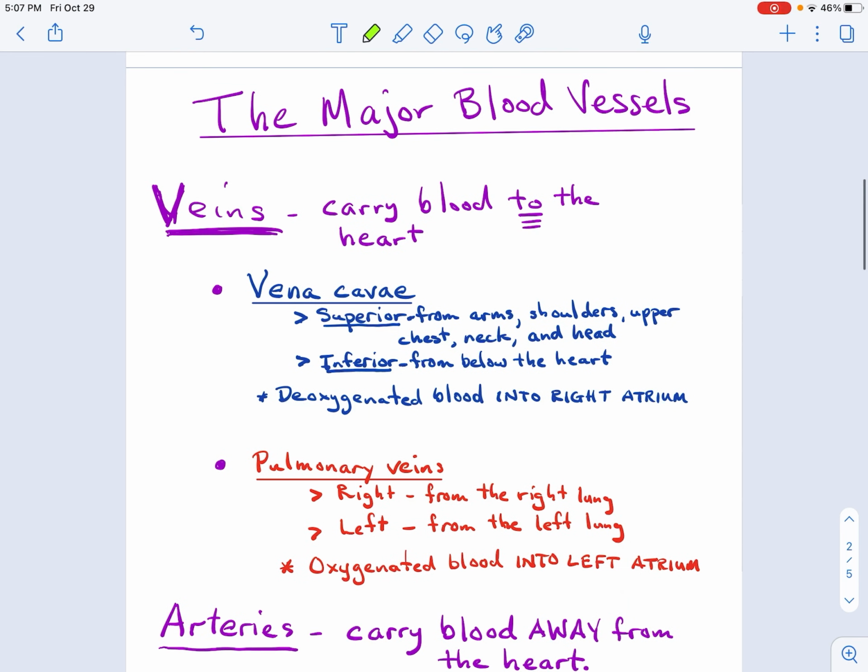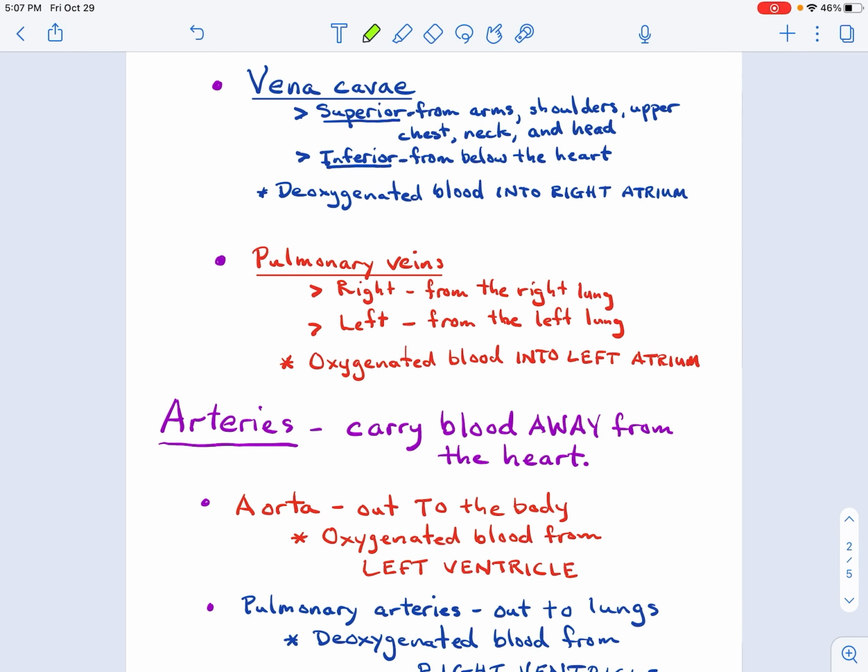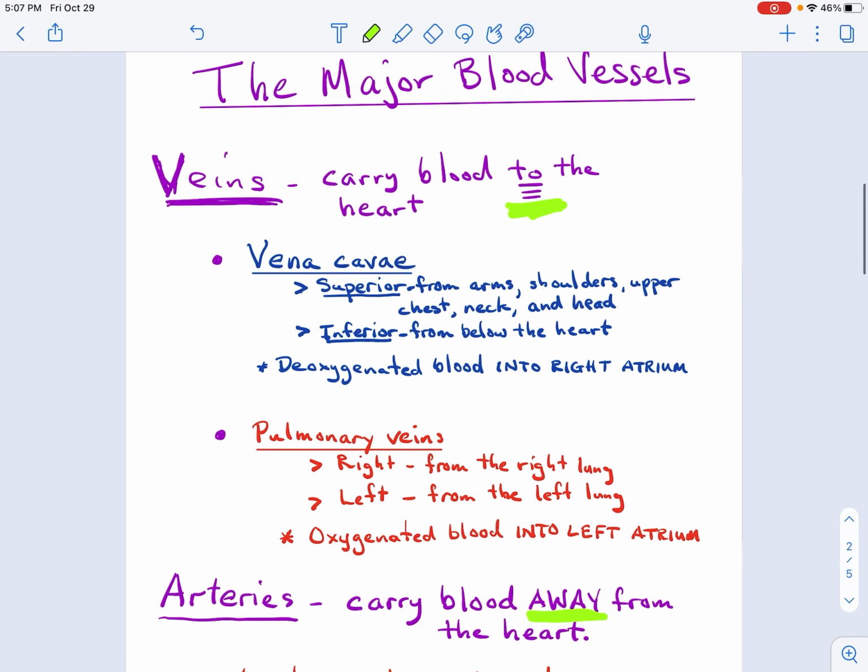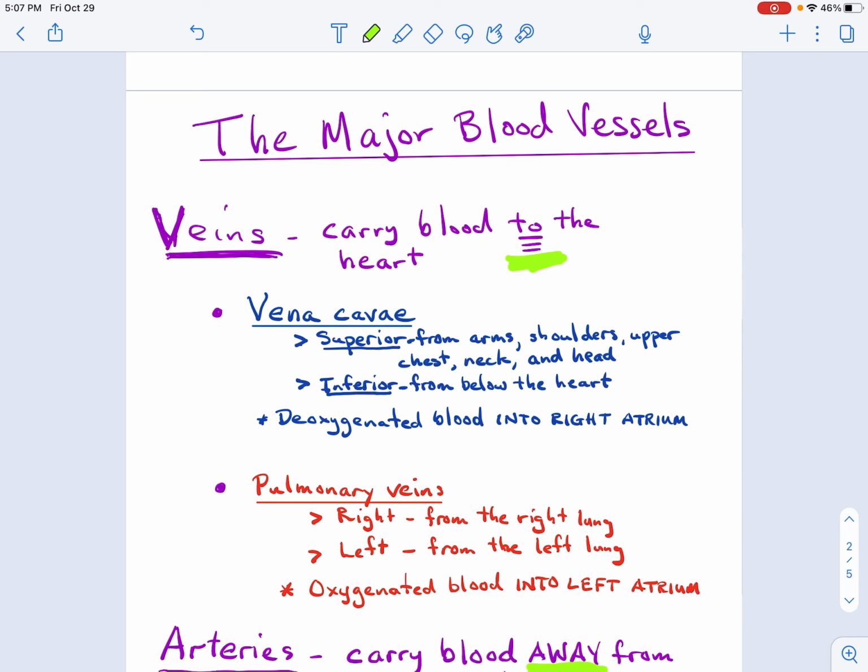Let's start by looking at the major blood vessels. There are two categories of major blood vessels, as you know: the veins, which carry blood to the heart, and the arteries, which carry blood away from the heart. When we look at the veins, there's two categories of veins. We have the vena cavae, which are composed of the superior and the inferior. They're carrying deoxygenated blood into the right atrium of the heart.